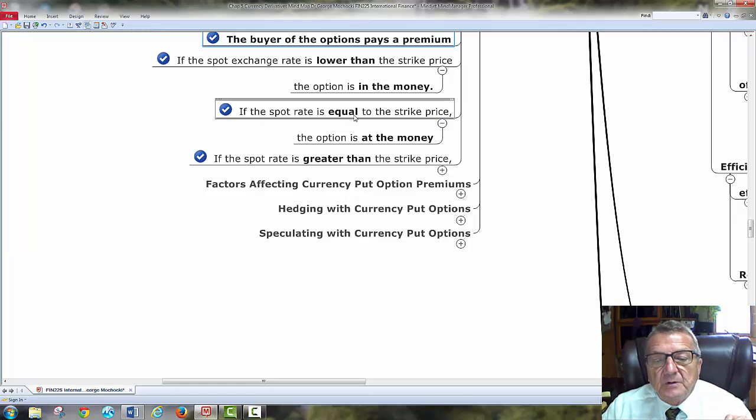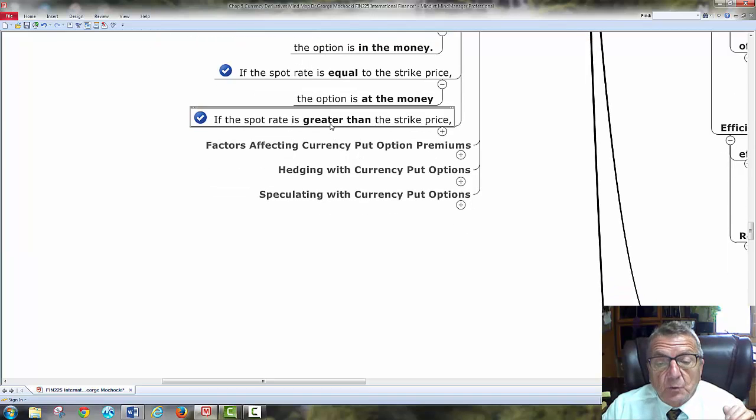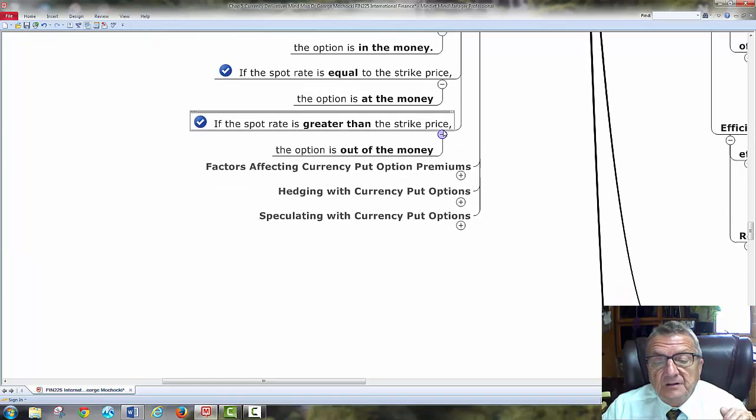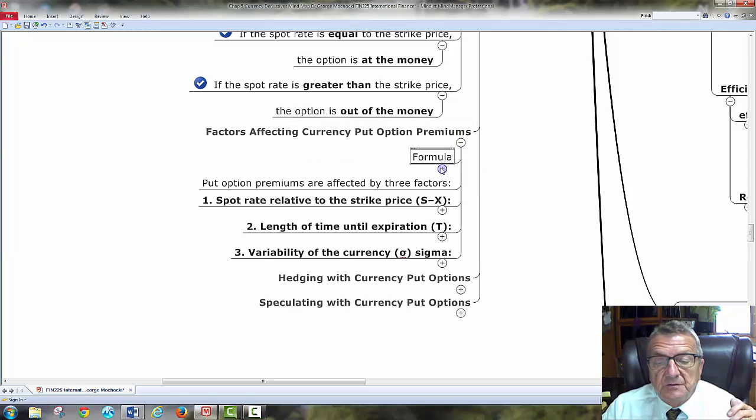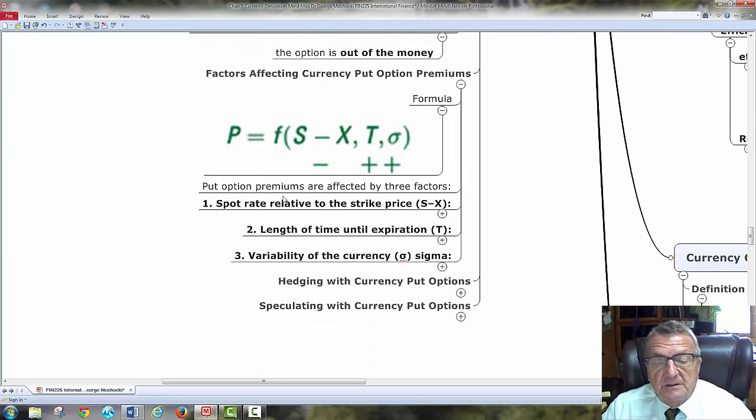If the spot rate is equal to the strike rate, the option is at the money. If the spot rate is greater than the strike price, the option is out of the money. Factors affecting currency put option premiums. Here's the formula, and I'll just put this in. Put option premiums are affected by three factors. First, the spot rate relative to the strike price.